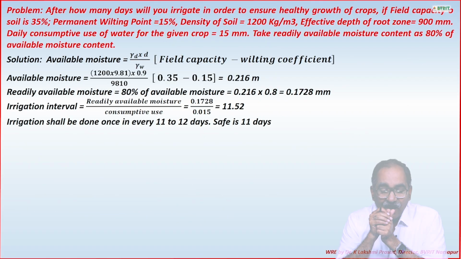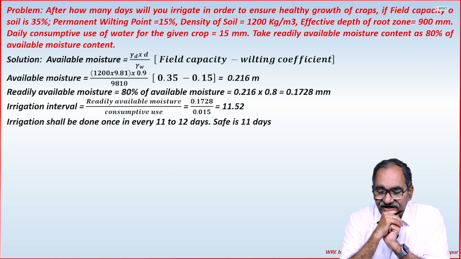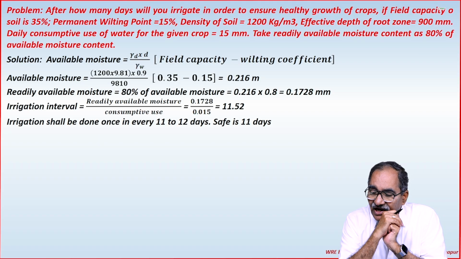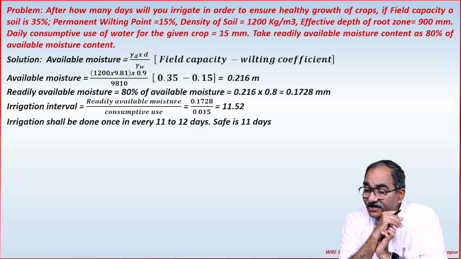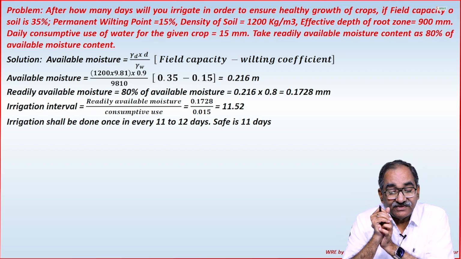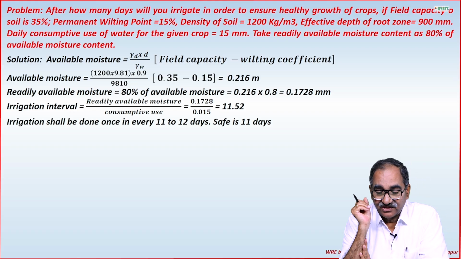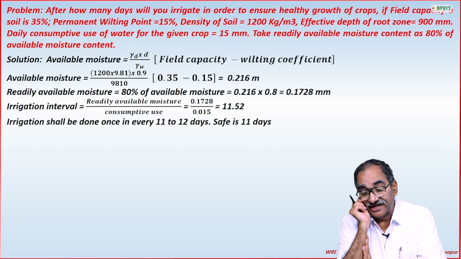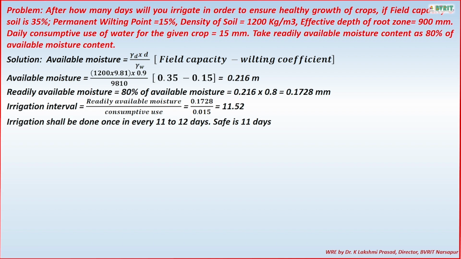140. After how many days will you irrigate in order to ensure healthy growth of crops? If field capacity of soil is 35%, permanent wilting coefficient is 15%, density of soil is 1200 kg per meter cube, effective depth of root zone is 900 mm, daily consumptive use of water for the given crop is 15 mm. Take readily available moisture content as 80% of the available moisture content. So first let us start.